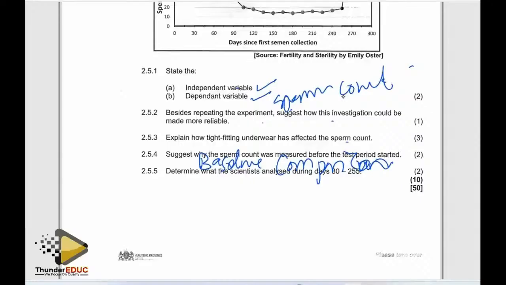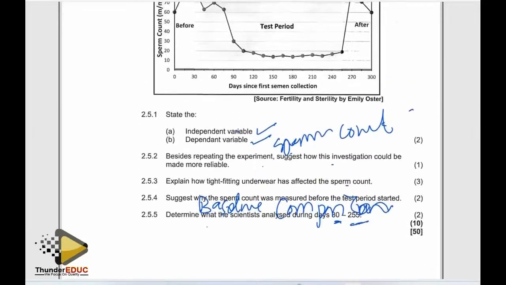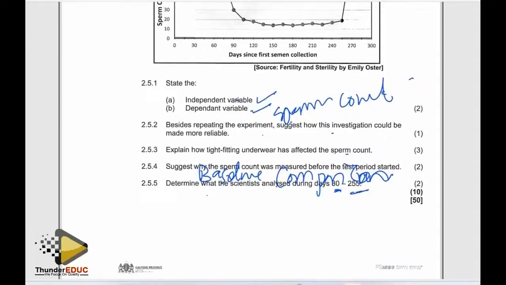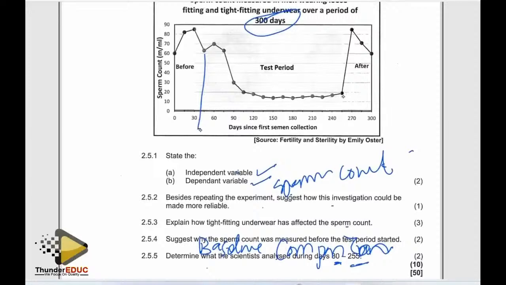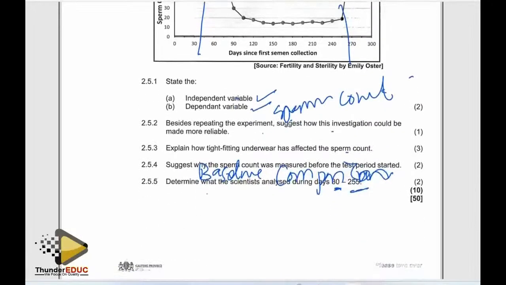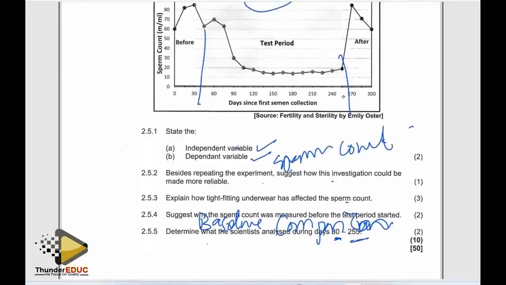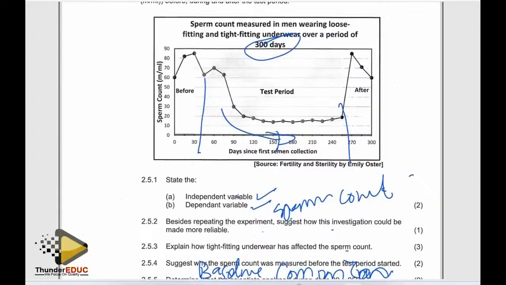You understand? They're saying determine what scientists analyzed during day 30 to 255. What did they analyze? Basically, between day 30 and around 255, they saw the trend. You see that there is a decrease in the days since the first semen collection. There is a decrease in the number of sperms.